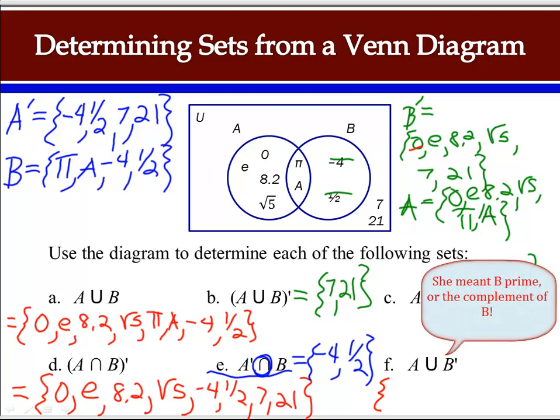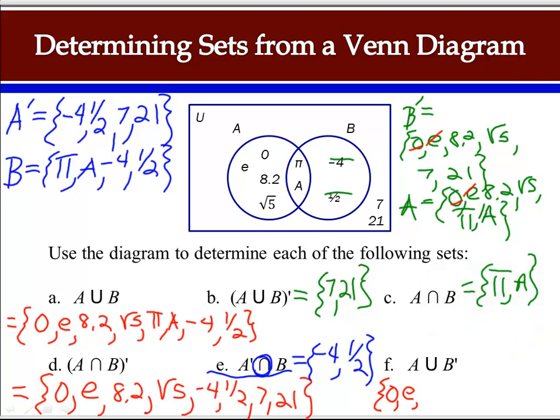Well, there's a 0 in A or B. So I'll list the 0. There's an E. I'm just marking it out from the set so I can make sure I've covered it. There's an 8.2. There's a square root of 5. Now remember, it can be in either set or in both sets. And so far, they've been in both sets. But there's also a 7, a 21, a pi, and an A. So that is our set that represents A unioned with the complement of B.